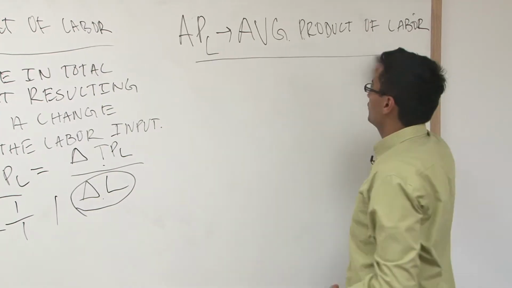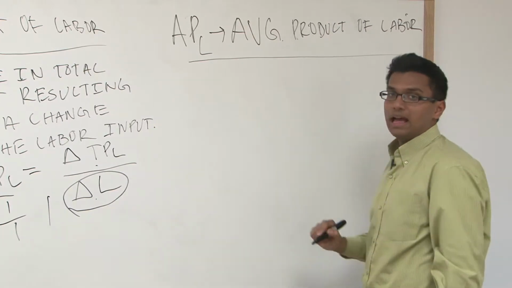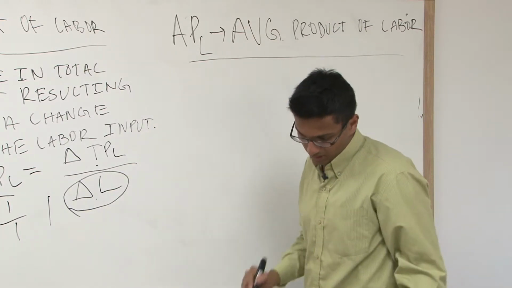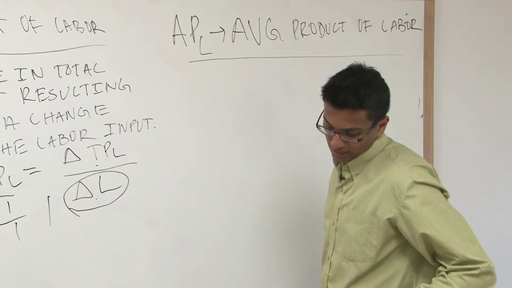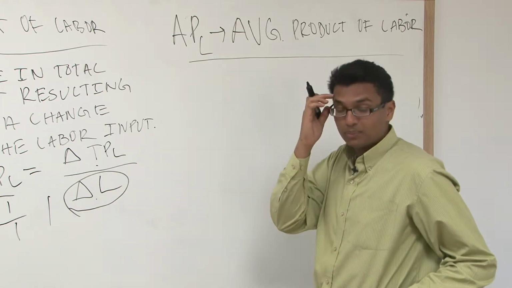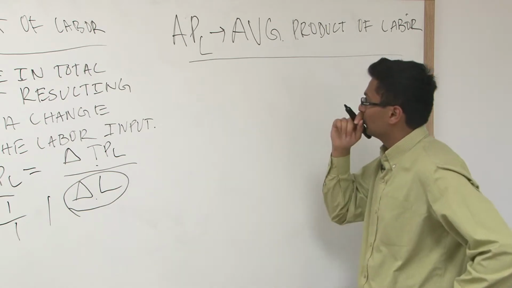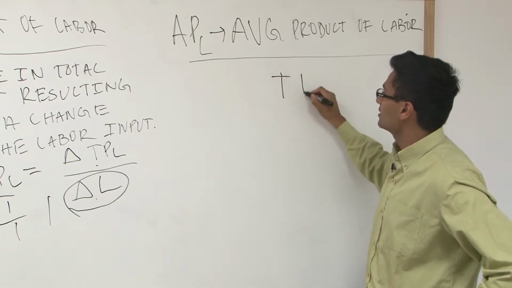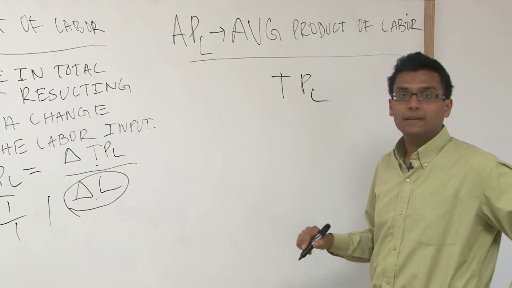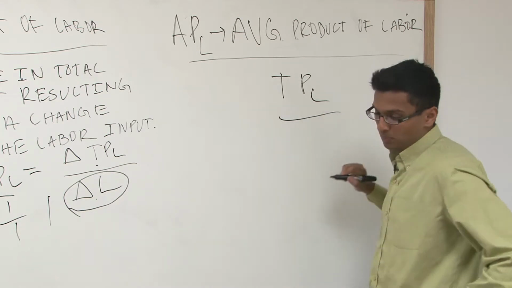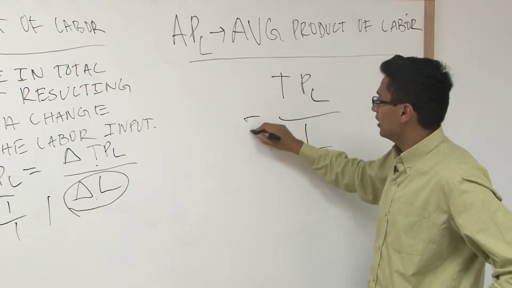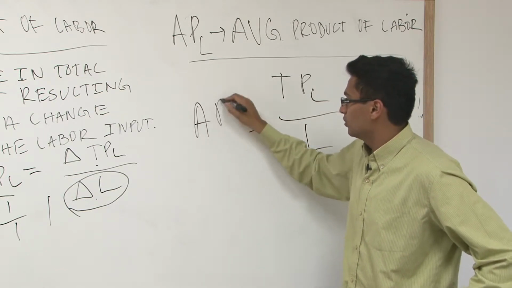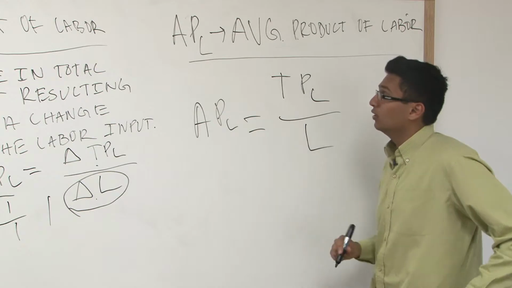Okay, so APL stands for average product of labor. How do I define average product of labor? Average product of labor is a measure, and it is the total product divided by the amount of labor employed. So what is the total product? We said the total product is TPL, and that is divided by the total amount of labor, which is just L. So APL is equal to TPL over L.